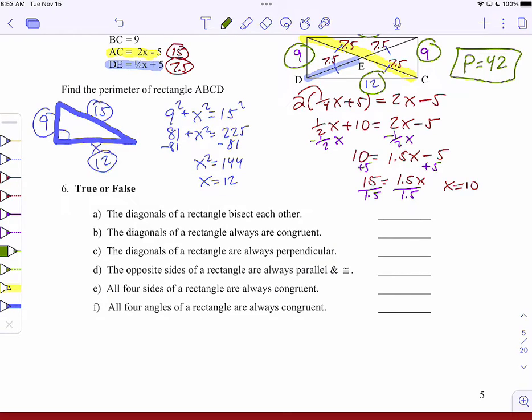Then I wrote some true and false here. Why don't you take a second to read all these true and false? We don't have too much time for you to spend on these. Just write true or false really quick, depending on what you think. And then we're moving on to rhombuses.